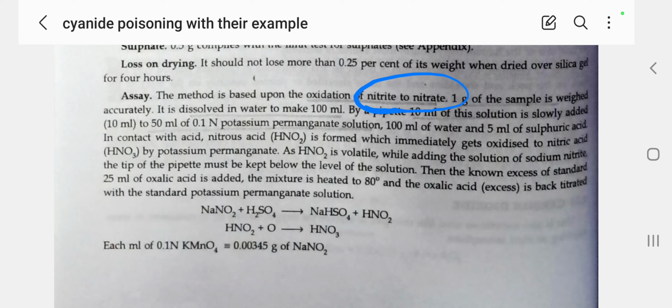Because we are preparing this, the method is mainly based upon the oxidation of nitrite to nitrate. So 1 gram of the sample is weighed accurately and dissolved in water to make 100 ml.